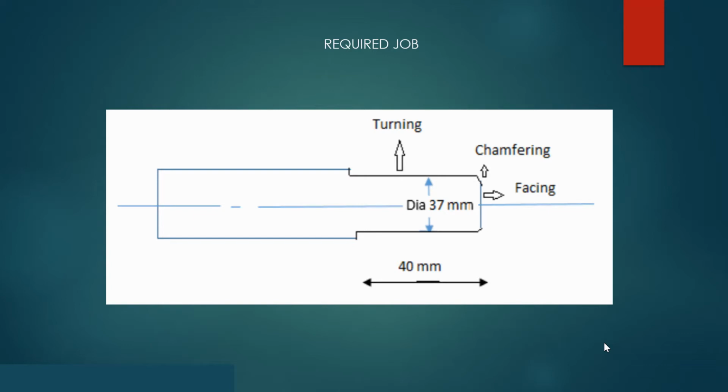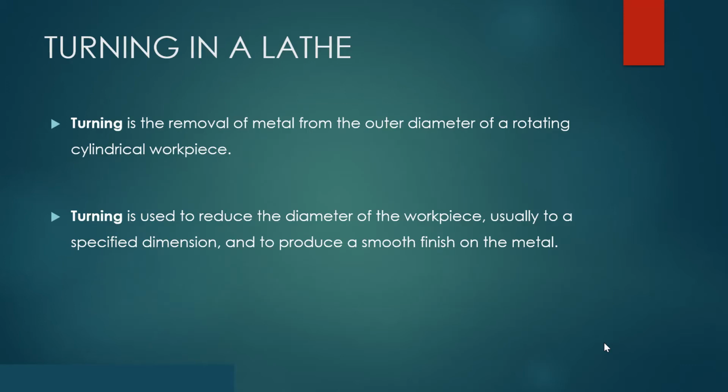What is meant by turning, what is meant by chamfering, what is meant by facing? If you don't know, I am going to give a short introduction about these processes. Turning in a lathe. Turning is the removal of metal from the outer diameter of a rotating cylindrical workpiece. When we fix the job in a lathe chuck, the job will rotate. When we place the tool on the outer part of this rotating cylindrical workpiece, some amount of metal will automatically be removed, and then we turn up to the required diameter.